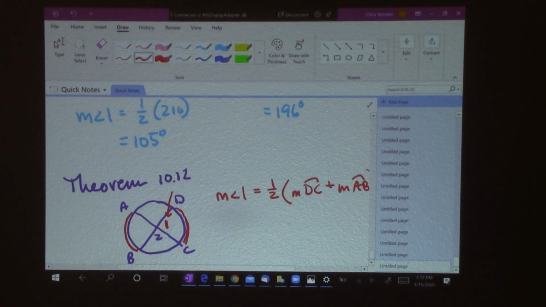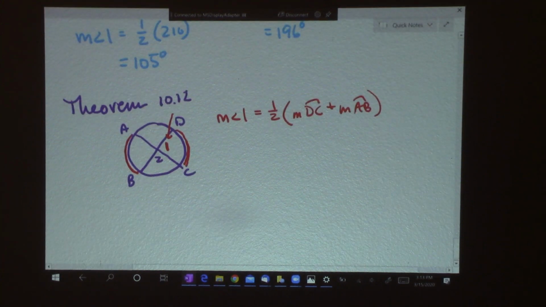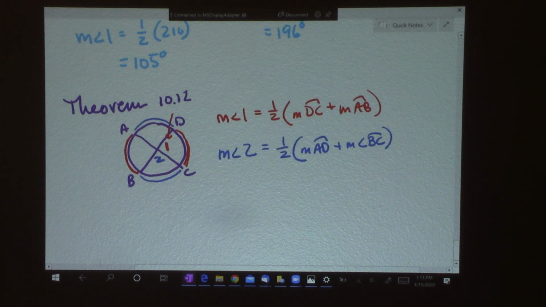Okay, the other part of the theorem is the measure of angle 2, which is right here, equals half of the measure of arc AD plus the measure of arc BC. So let's look at that. That's going to be angle 2, its corresponding arc plus the opposite one. So angle 2 is half of this arc plus this one. It's a sum. Do you see that down below? We're adding. And we use this to find angle measures using arcs.